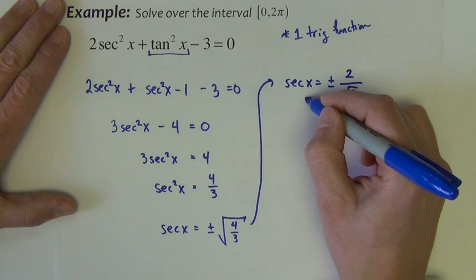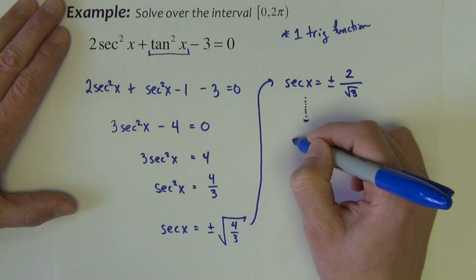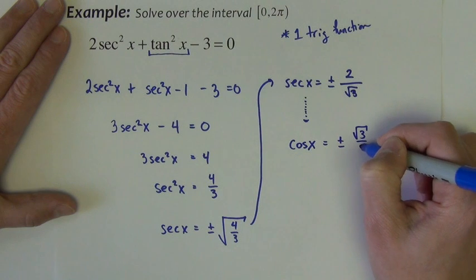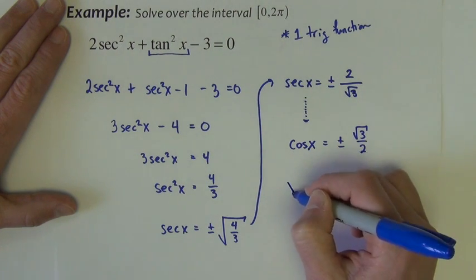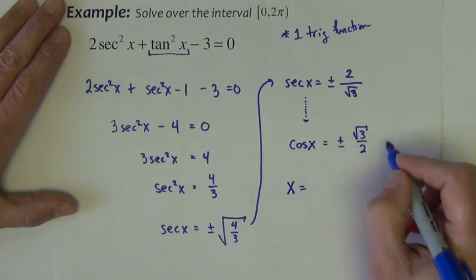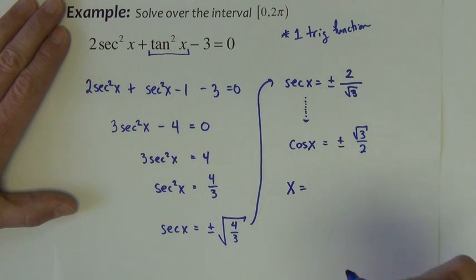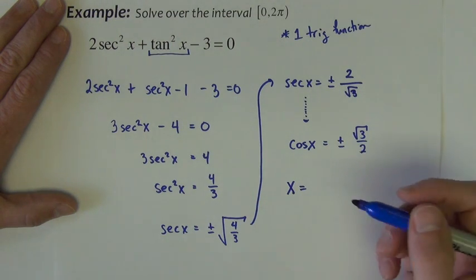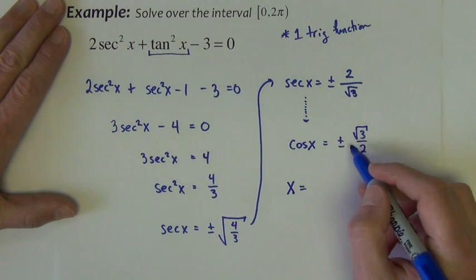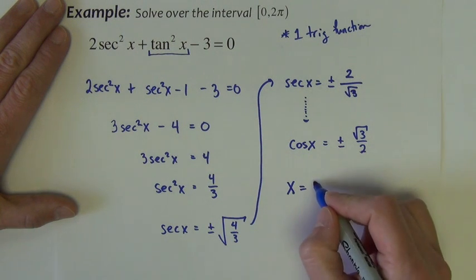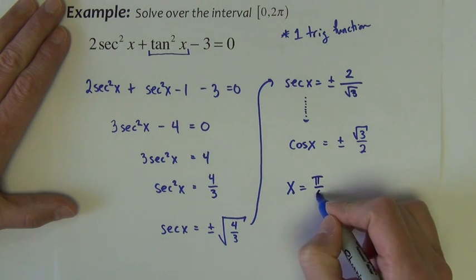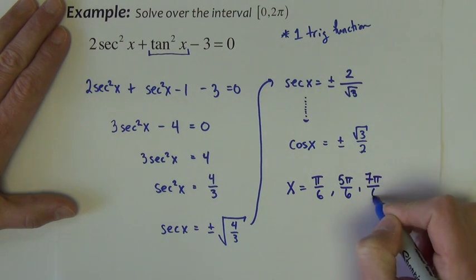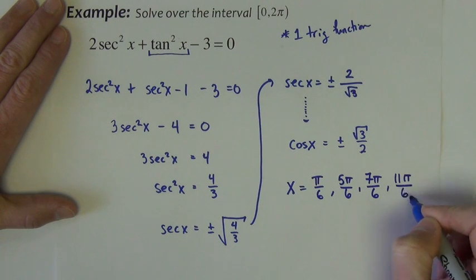Now again, if that's difficult to think through, change this to cosine x equals plus or minus, the reciprocal, square root of 3 over 2. That's going to be a little bit easier for us to think about because the points on the circle are built with cosine, sine, and this is a cosine value. So where is cosine equal to positive or negative square root of 3 over 2? Well, that would be found at pi over 6, 5 pi over 6, 7 pi over 6, and 11 pi over 6.